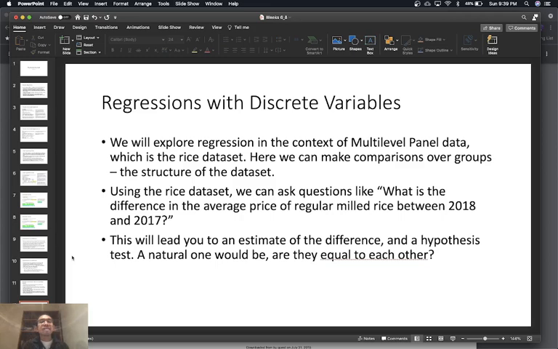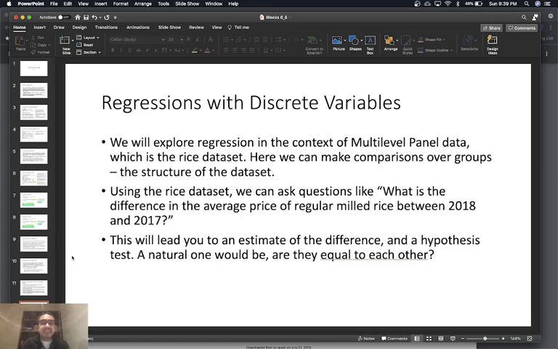Okay, so now we'll focus on regressions with discrete variables. So that's the interesting part. Discrete variables are essentially categorical variables, right, or factor variables in R. And what that will do is sort of allow you to calculate the averages for each group, the average y for each group, each value of the discrete variable. So here you can make comparisons over groups, right, which is the structure of the data set, the different groups.